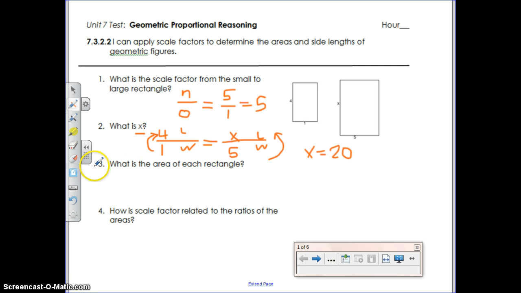Question 3, what is the area of each rectangle? Pause the video, work with your partner to find the area of the small rectangle and the area of the large rectangle. Go ahead.